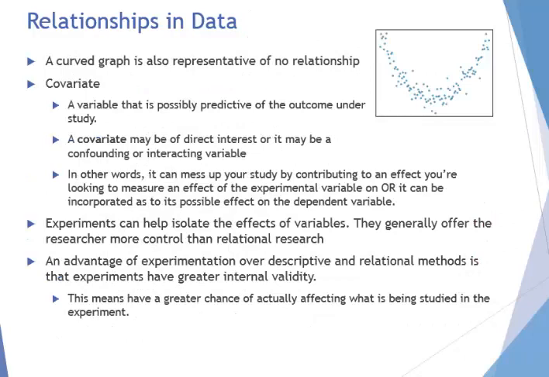Other issues regarding relationships in data include that a curved graph is also representative of no relationship. Here I can see it went all the way down and then went all the way back up. I mean, I guess there is a relationship, but there's no overall relationship. You can't say there's a positive correlation, or you can't say there's a negative correlation. You may say there's a negative correlation between this point and this point, and a positive correlation between this point and this point, but overall there's no relationship.